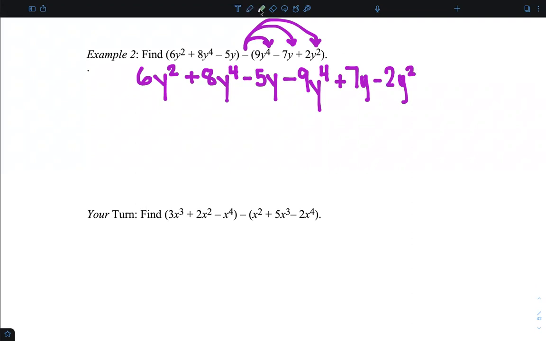All right, so I'm looking at my exponents. I see an exponent of the 4th power. So that's definitely the highest. I'm going to do that one first. So 8 minus 9, that's a negative 1y to the 4th, or just a negative y to the 4th.